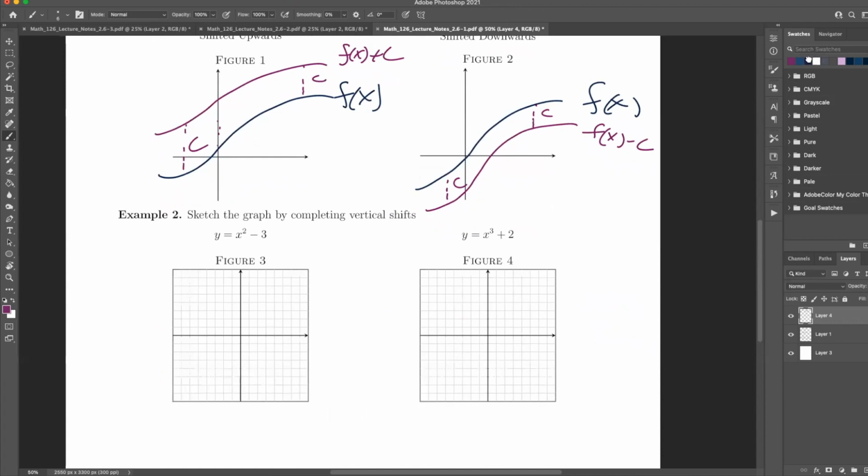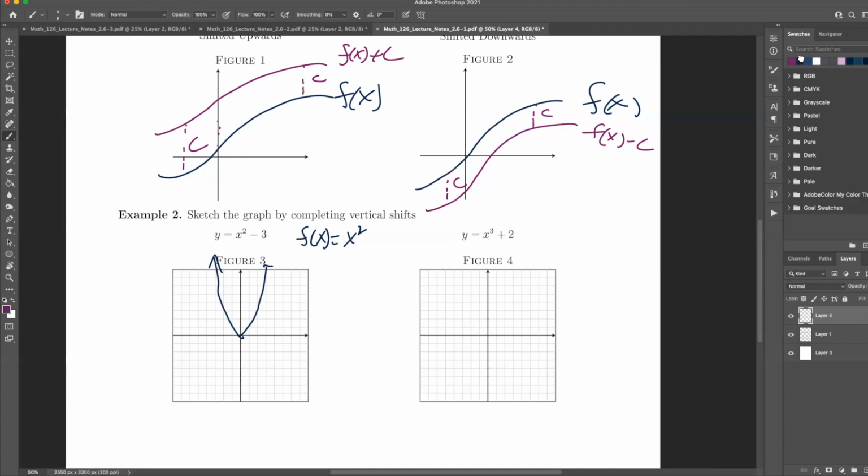Okay, so here I'm always going to do what I call our basic function, and I'm going to label that as x squared. That way you can see, hold on, if I draw this correctly. All right, that's almost better. So, sketch the graph by completing the vertical shift.